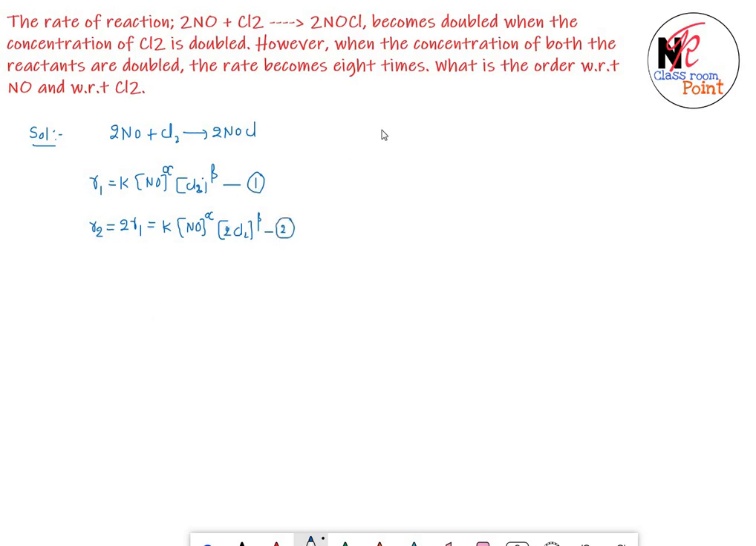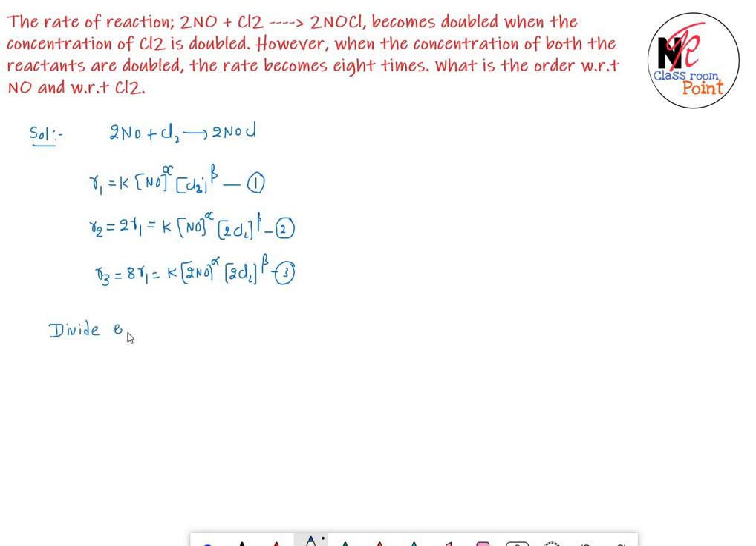And the third one is when the concentration of both the reactants are doubled, the rate becomes 8 times. So the final third rate equals 8 times the initial rate, that equals K into concentration of 2NO power alpha into concentration of 2Cl2 power beta. Let this be equation number 3.